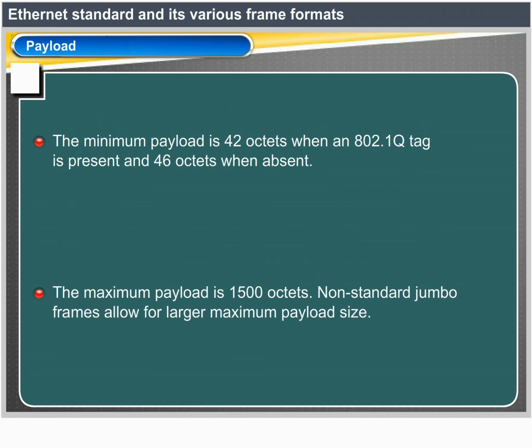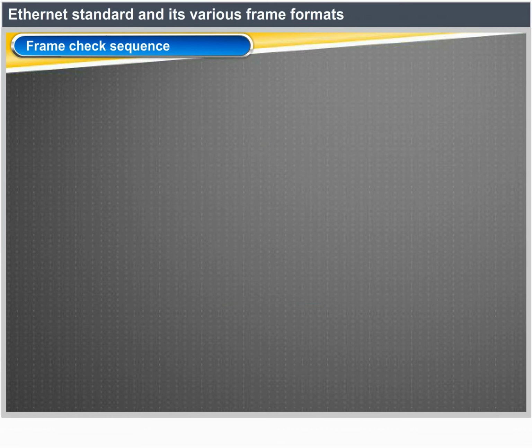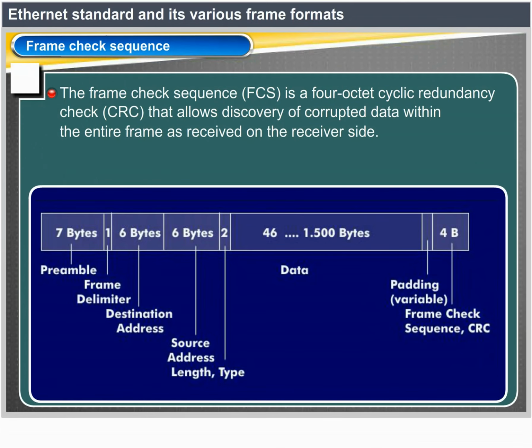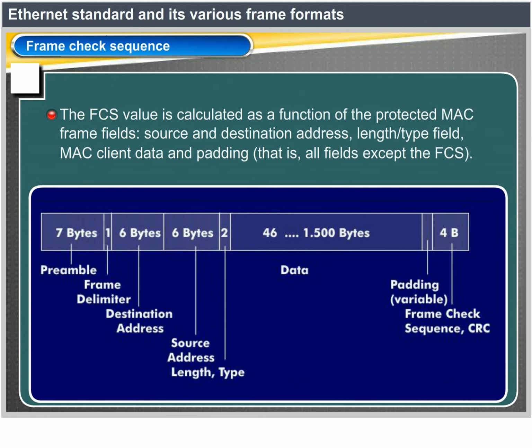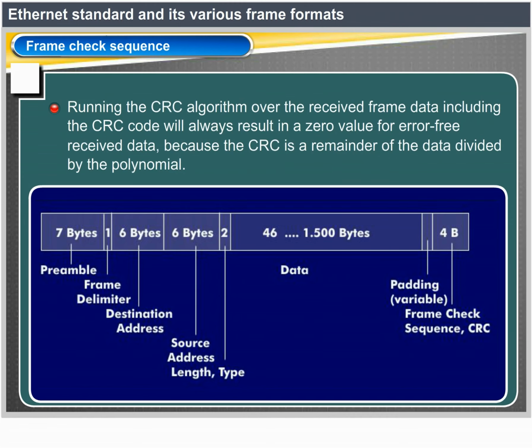Frame check sequence. The frame check sequence, or FCS, is a 4-octet cyclic redundancy check, or CRC, that allows detection of corrupted data within the entire frame as received on the receiver side. The FCS value is computed as a function of the protected MAC frame fields: source and destination address, length or type field, MAC client data and padding, that is, all fields except the FCS. Running the CRC algorithm over the received frame data including the CRC code will always result in a 0 value for error-free received data, because the CRC is a remainder of the data divided by the polynomial.